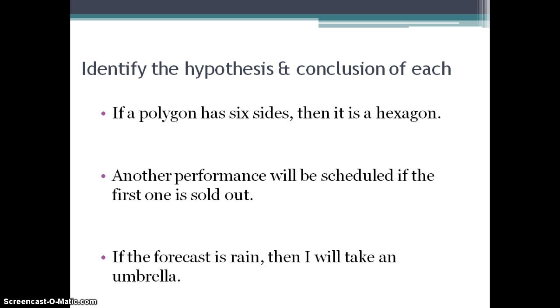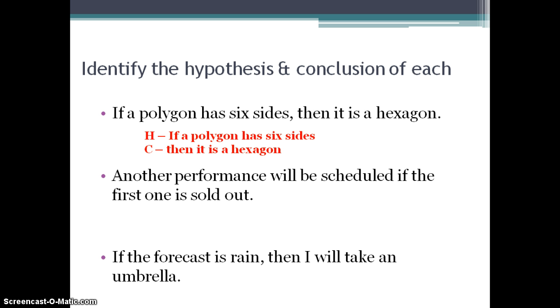For these examples, I want you to identify the hypothesis and conclusion of each. If a polygon has 6 sides, then it is a hexagon. The hypothesis is if a polygon has 6 sides, because it starts with the if, and the conclusion is then it is a hexagon, because it starts with the then.